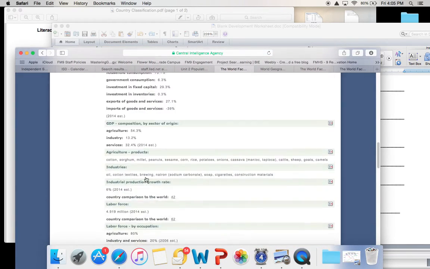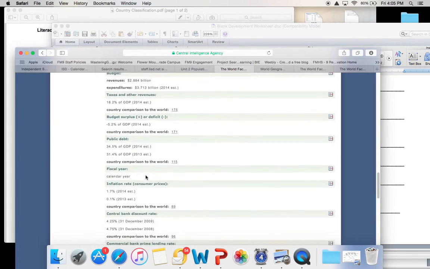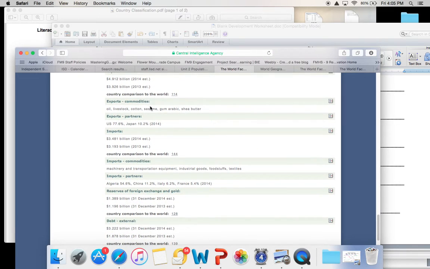Okay, and you're going to list where did it go? Okay, so you see your export commodities. This means this is what they're exporting in Chad. That's what you would write down for your exports. For your imports, this is what they're importing, things that they are not making themselves.